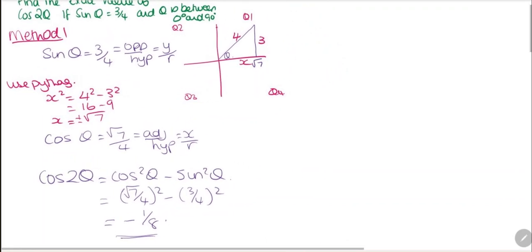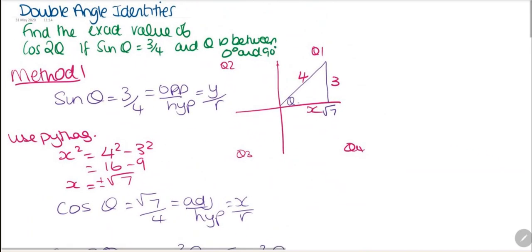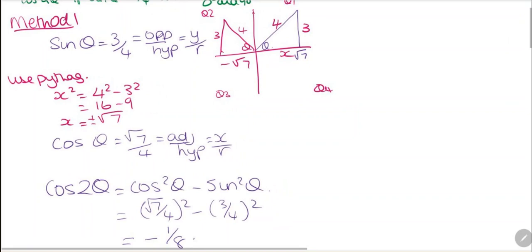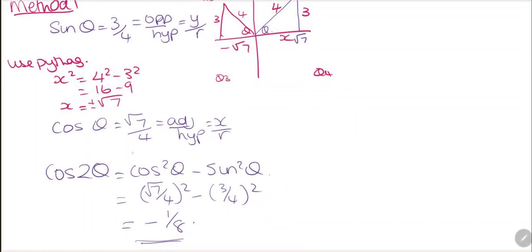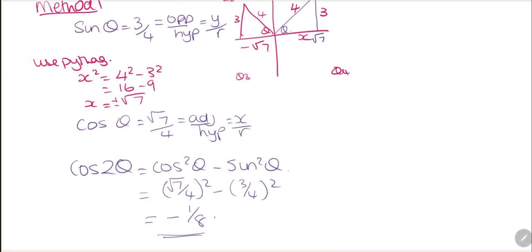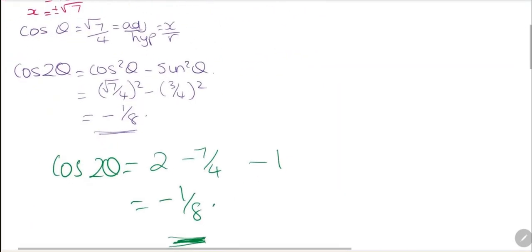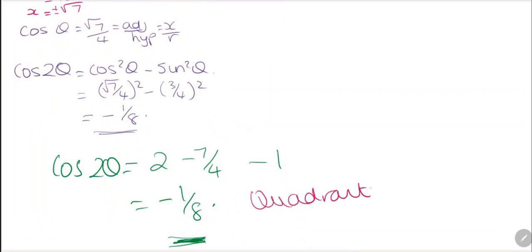And if I was to draw this, I'd have my angle here in quadrant 2, this would be minus root 7, this is 4 and this is 3. So our cosine here, this should be cosine of theta. Okay, so it's going to be negative in quadrant 2. There we go.